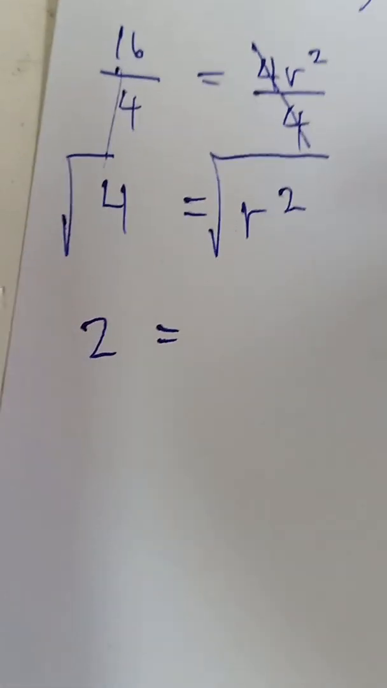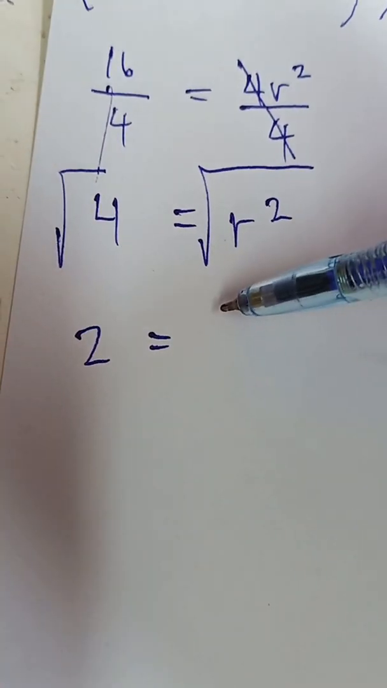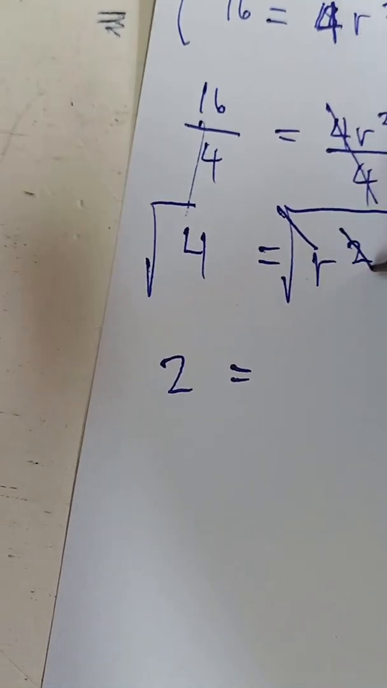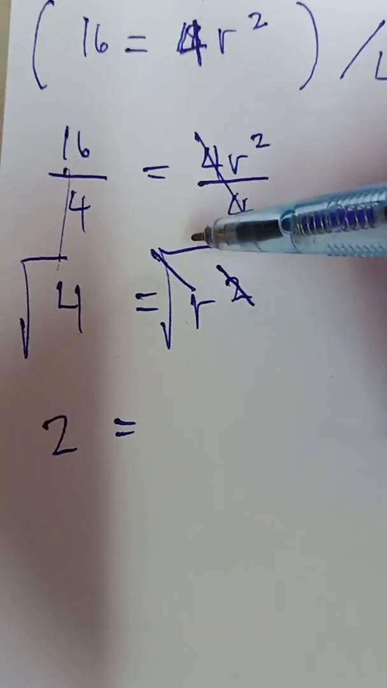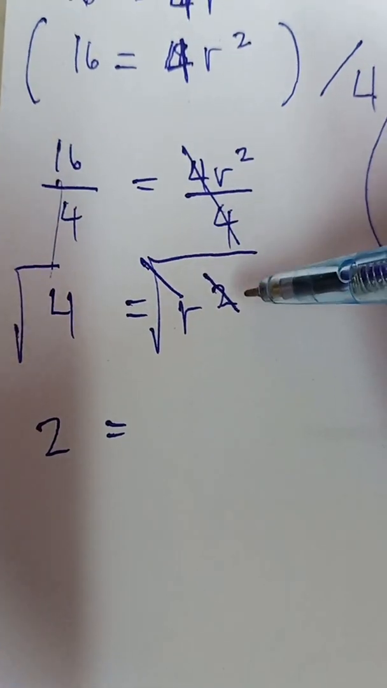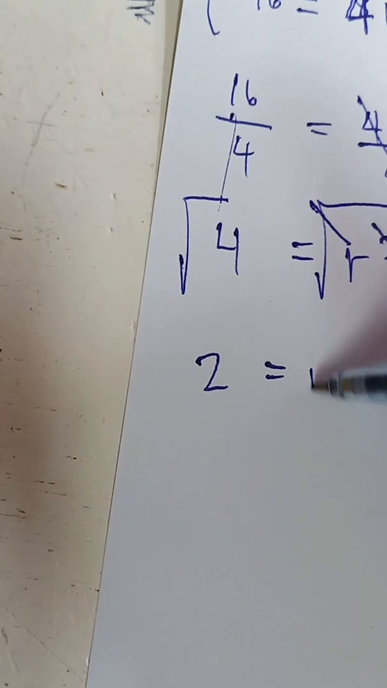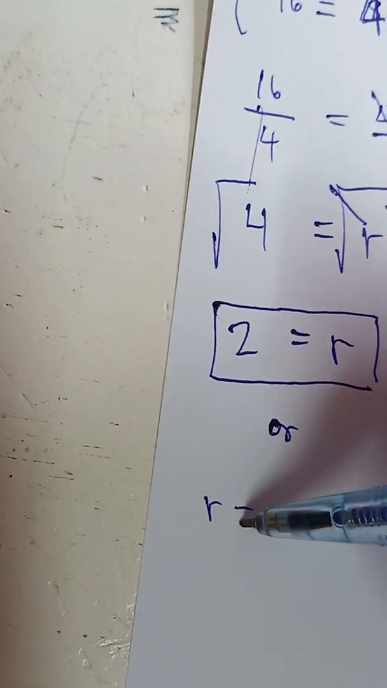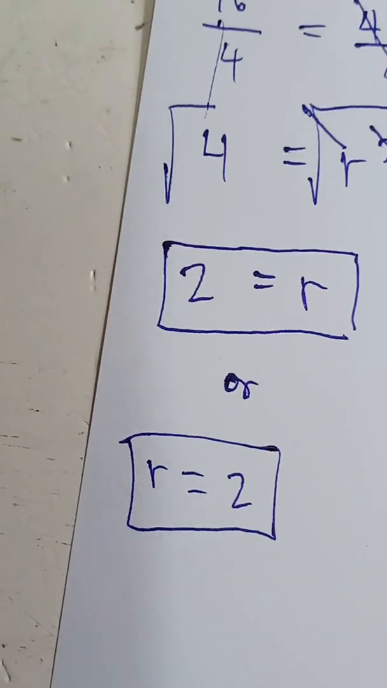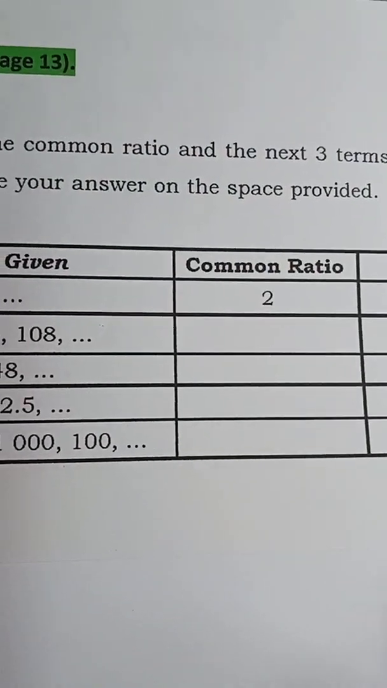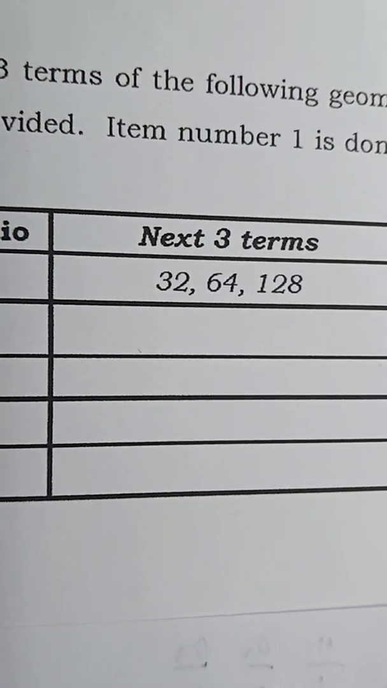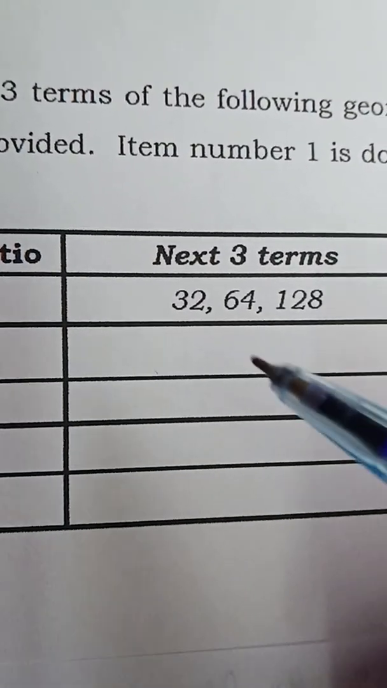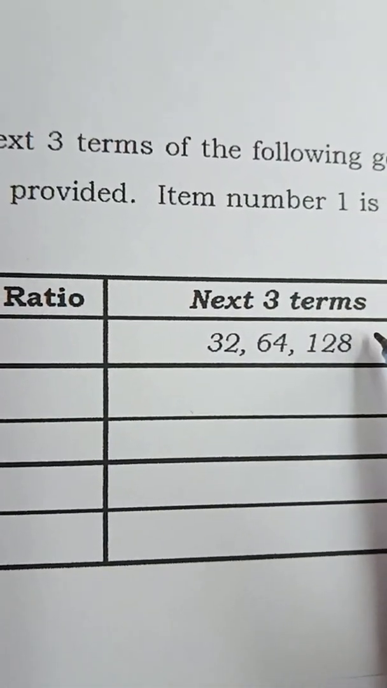Okay, that's why class, this nakakancel na lang, or yung ginawa natin kanina ay nagkaroon tayo ng shortcut na kinancel natin na lang yung mga index at yung exponent, and we write na lang R. Okay. Or R is equal to 2. Okay, so for our continuation, our next explaining to do will be the next 3 terms. Paano nakuha yung 32, 64, and 128?